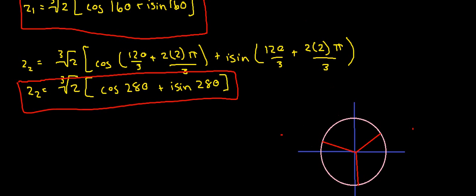And again, the radius is equal to square root of 3 over 2. So this is square root of 3 over 2, this is square root of 3 over 2, this is square root of 3 over 2.